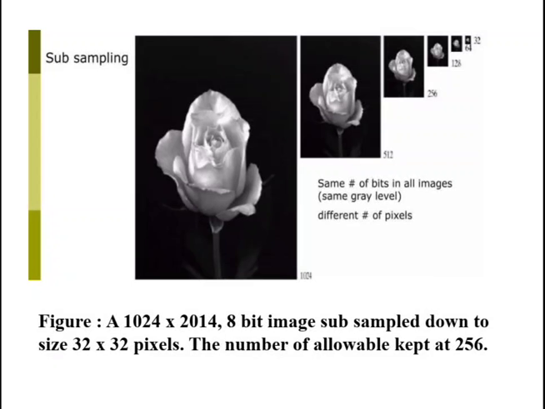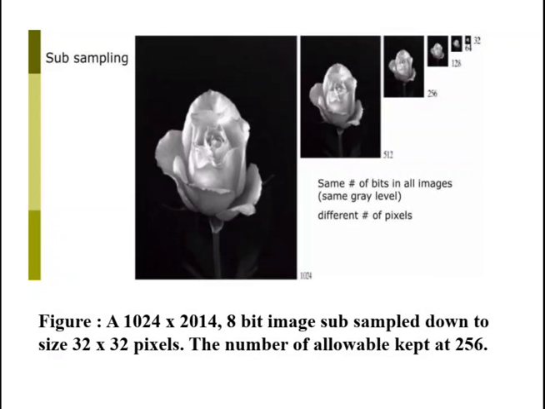To demonstrate the checkerboard pattern effect, we subsample the 1024 by 1024 image shown in the figure below to obtain an image of size 512 by 512 pixels. The 512 by 512 is then subsampled to a 256 by 256 image and so on until a 32 by 32 image. The subsampling process means deleting the appropriate number of rows and columns from the digital image. The number of allowed gray levels was kept at 256 in all the images.